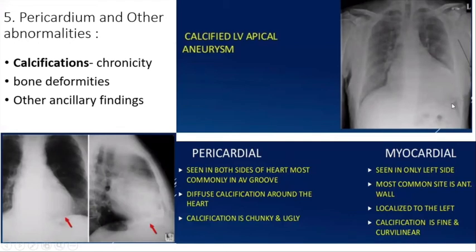This is on the apex. So this is left ventricular apical aneurysm calcification. Now look at this on X-ray. There is a speckle type of calcification. This is not so regular in comparison to this. So this is speckled, and this is more non-linear. So this is chunky or ugly type calcification. This is peculiar of pericardial calcification.